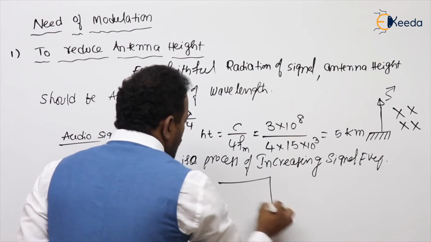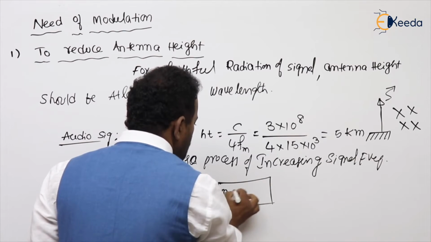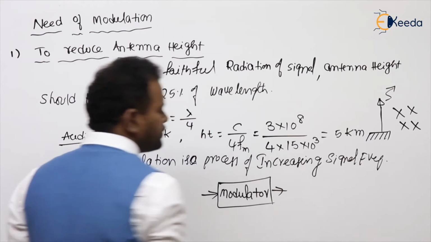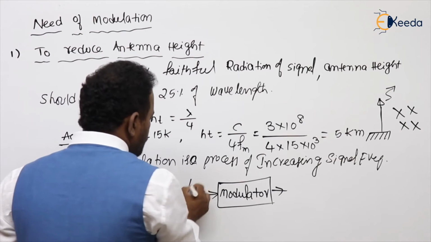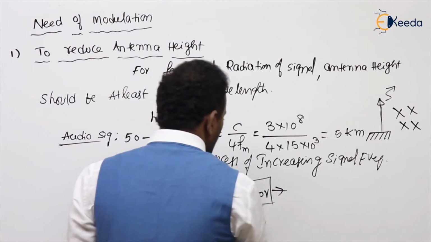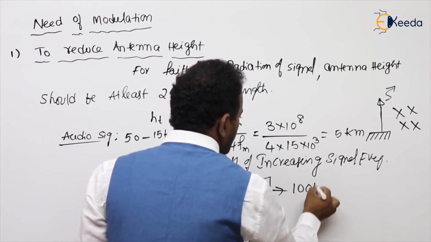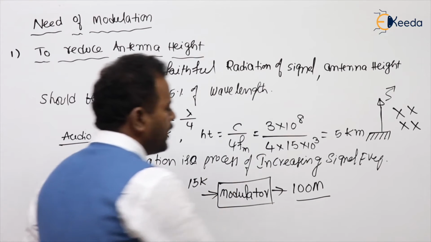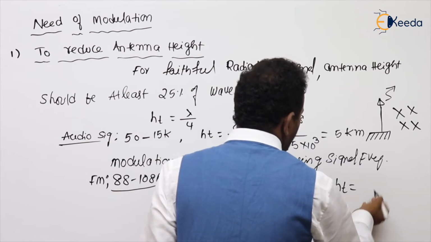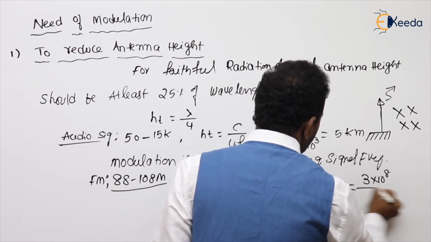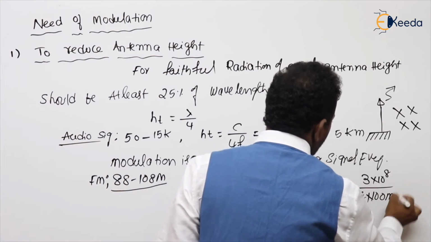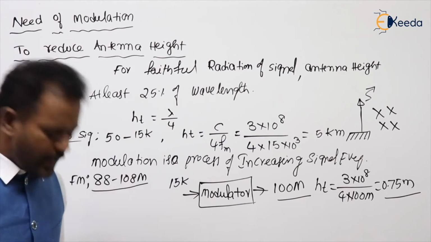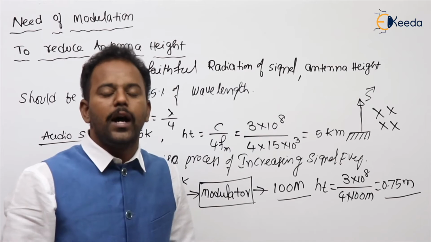Now, I am using the modulator. What is happening inside the modulator? What is the modulator? What methods do we have? All those we will discuss further. Do you understand my point? This 15K I am giving to the modulator using a carrier frequency of 100, so I am getting an output of 100 megahertz. What methods are used, we'll discuss later. Now calculate the height of the antenna. C value 3 into 10 power 8, divided by 4 into, now FM is increased to 100 mega. You will get 0.75 meters. You can also see that practical FM antennas are a few hundred centimeters.